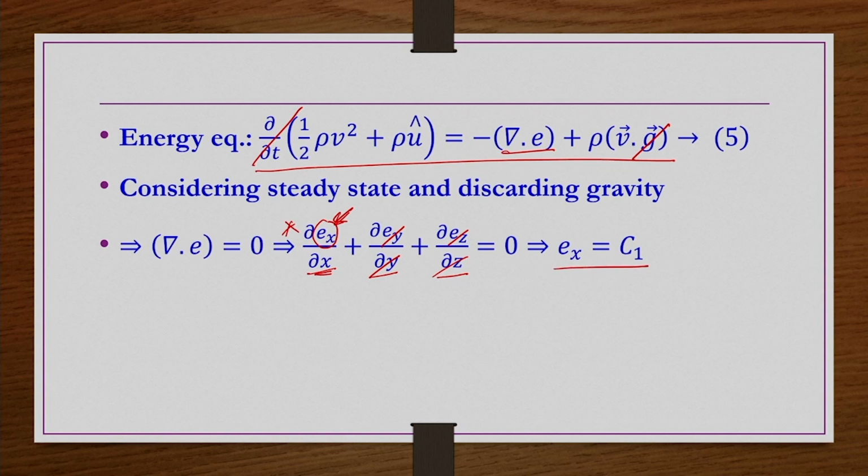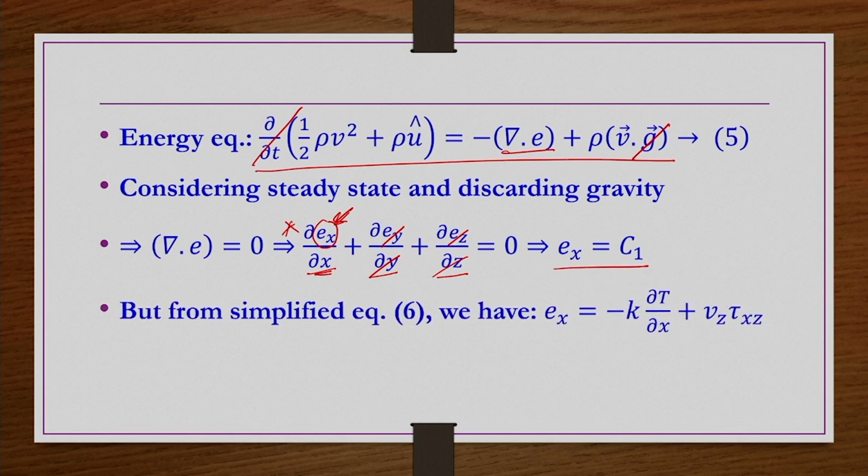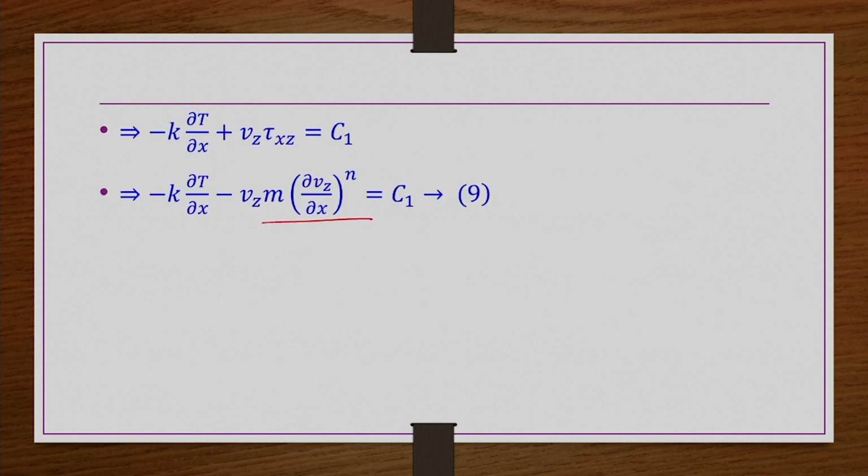And then what is this Ex? In the previous slide we derived it as minus K dou T by dou x plus Vz tau xz. So, this should be equal to C1. Now, this is the final simplified expression for the viscous dissipation due to the power law fluid. So, this equation now you can solve. Only thing is that here in place of tau xz you have to substitute minus dou Vz by dou x power n, so that when you write this equation you have it.